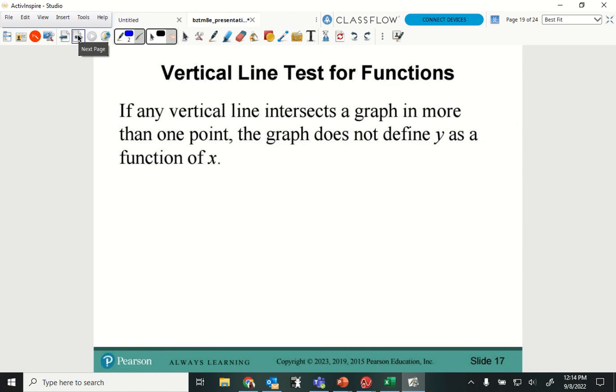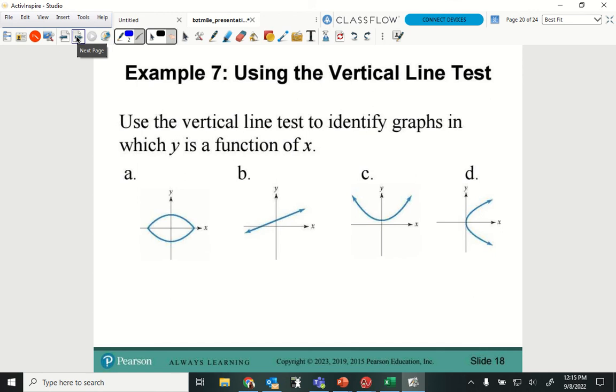Vertical line test. For the vertical line test for a function, if any vertical line intersects a graph in more than one point, the graph does not define y as a function of x. Now, what does a vertical line look like? That's horizontal. Straight up and down is vertical. So I'm looking at this and asking the question, can I draw a vertical line anywhere on A and it cross my line more than once? Can I? Straight up and down.